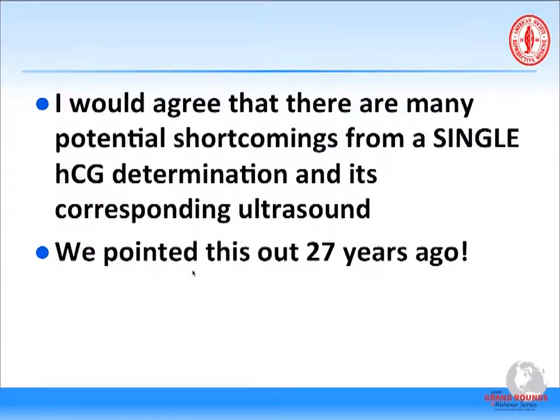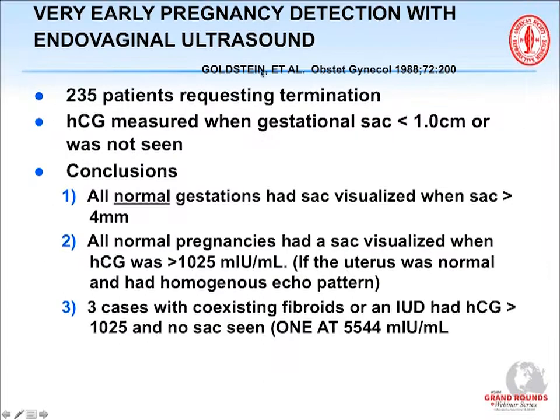So I would agree there are many potential shortcomings from a single hCG determination and its corresponding ultrasound, but we pointed this out 27 years ago. In fact, it's interesting to go back and read an article you wrote 27 years ago. This was called Very Early Pregnancy Detection with Endovaginal Ultrasound. We had 235 patients. What do we conclude? That all normal gestations had a sac visualized when the sac was greater than 4 millimeters and when the hCG was greater than 1,025, if the uterus was normal and had a homogeneous echo pattern.